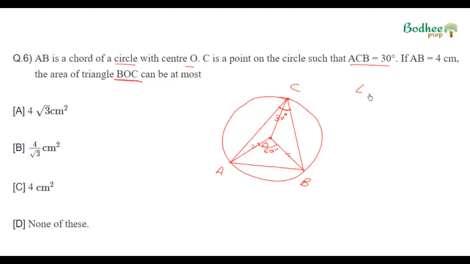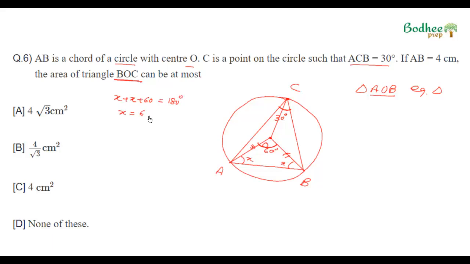So if you focus on triangle AOB, then we can say that this is an equilateral triangle. Why? This angle is 60 degrees, both these sides are equal, so obviously we can say that these two angles will also be equal. So if this is x, then the sum of all these three, that is x plus x plus 60, should be equal to 180 degrees.